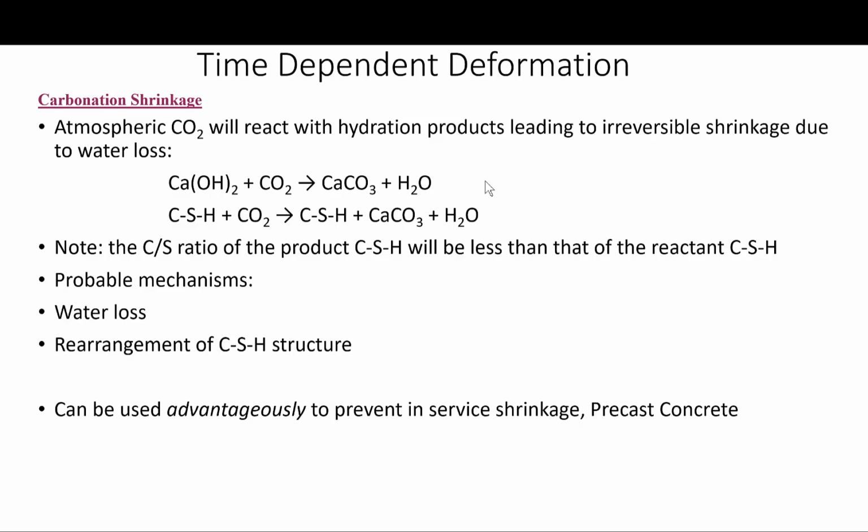Maybe just for CMU blocks. For example, by exposing the concrete blocks to carbon dioxide rich air, basically to expedite the carbonation process. The block can be made much more dimensionally stable to subsequent wetting and drying. Okay? But on the other hand, carbonation can be detrimental to cast in place concrete.